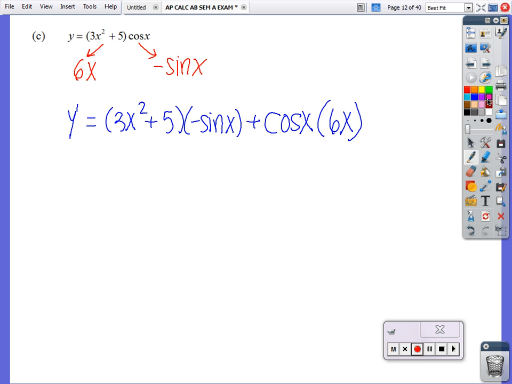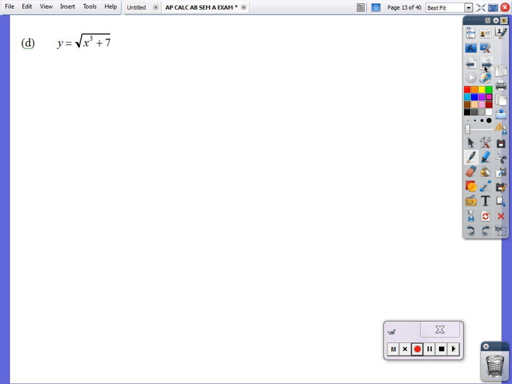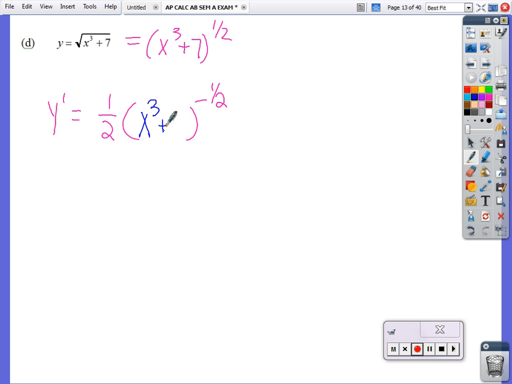We end up that there's no common terms, so I really end up with almost the same thing again. I'm going to move the negative out, and then I'm going to move the 6x in front of the cosine. Letter D, I'm going to rewrite this to the 1/2 power. So chain rule, derivative of my outside, leave my inside exactly the same, times the derivative of the inside.